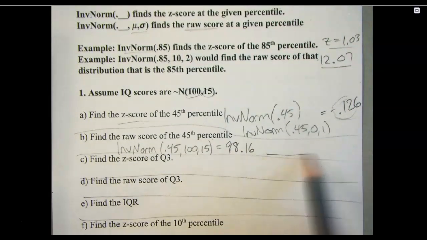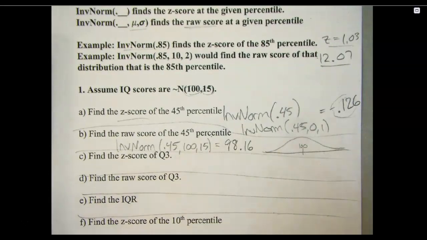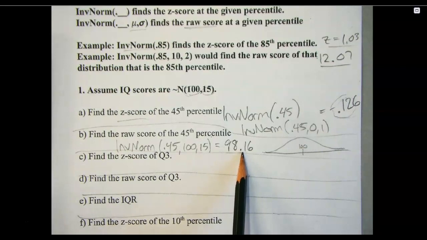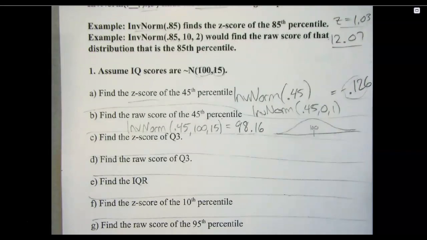Again, always think about, does your answer make sense? The mean is 100. What percent of data is below the mean? 50. Well, I'm saying 45th percentile, so I want a little less than half the data. So shouldn't I be a little bit to the left of the mean? So it makes sense. If you got 110 here, that wouldn't make sense. Look at your chart and reason through it. You can't prove it's correct, but at least you can say, yeah, that makes sense. It's not horribly wrong.